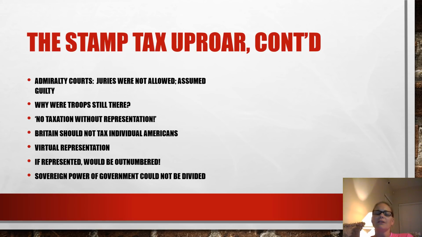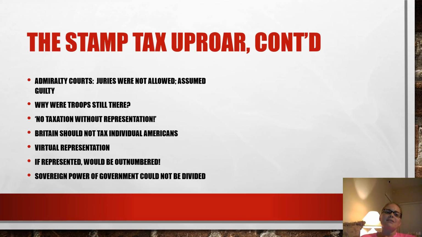If you were caught not doing it or just defied the law, you were put into what was called an admiralty court. Juries were not allowed, and you were assumed guilty. You had to prove that you were innocent, so it was very hard to get that overturned. A lot of colonists began to question why the troops were still there in the first place. So some colonists began to be a little leery of that.